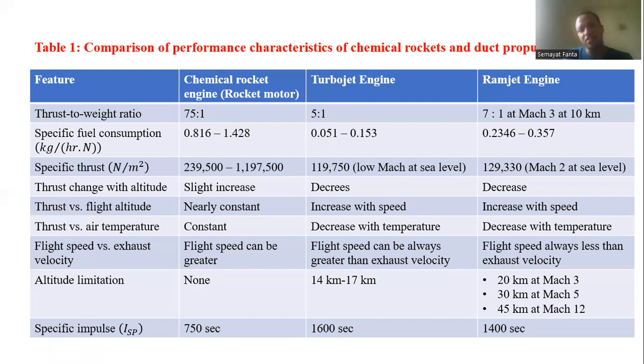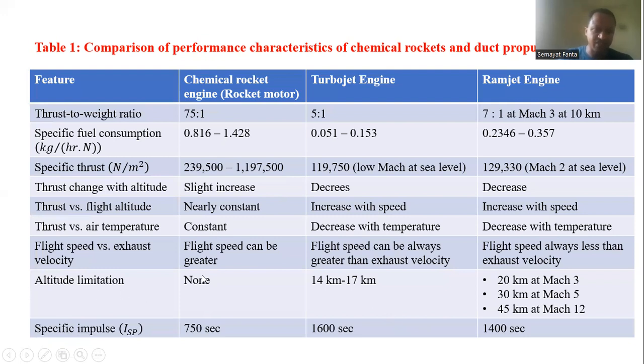So which one is efficient in terms of the thrust weight ratio, in terms of specific fuel consumption, in terms of specific thrust, in terms of specific impulse? Our design is determined by these parameters. So which one is efficient? That is the purpose.